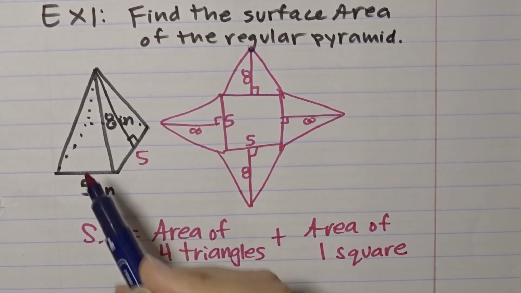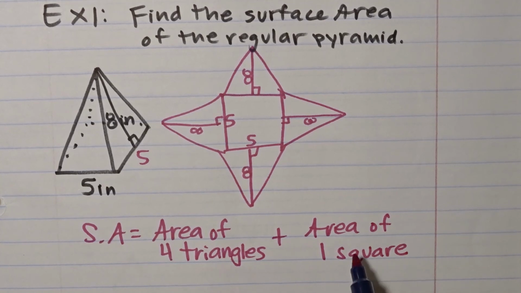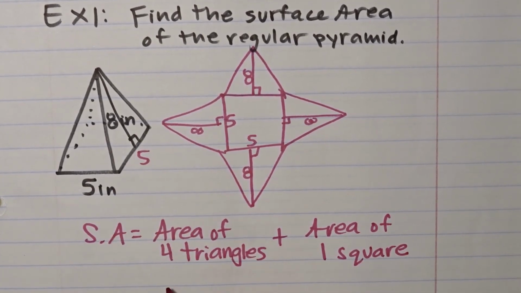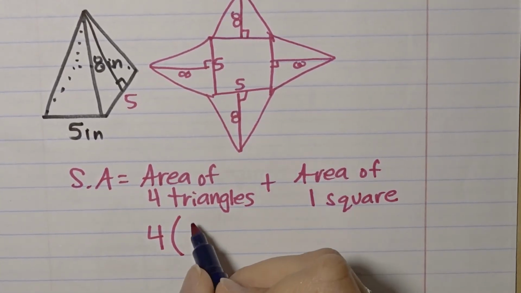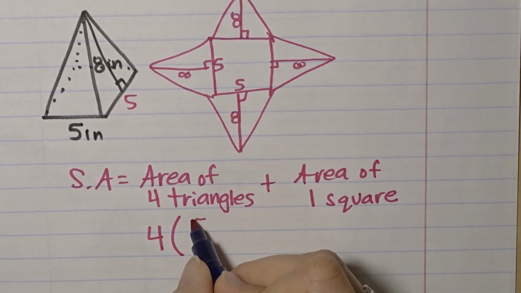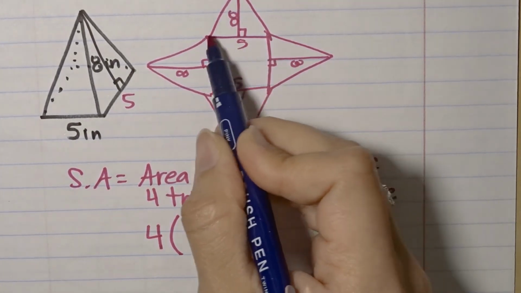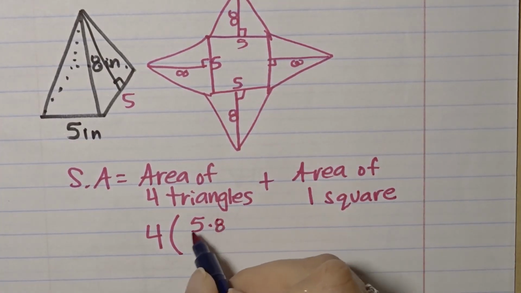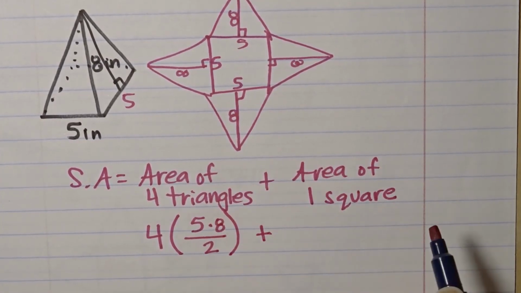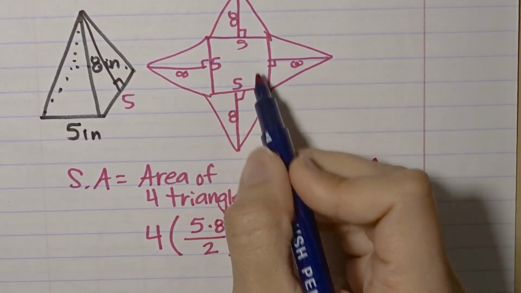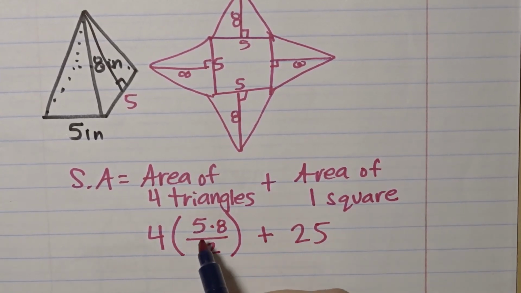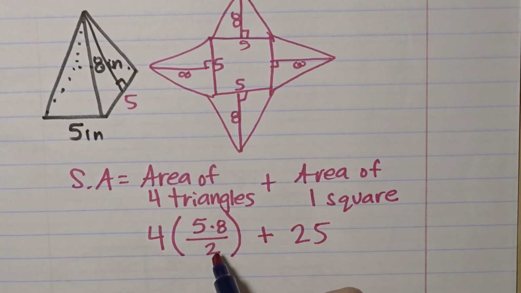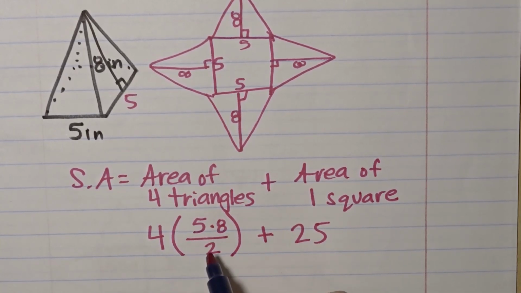Okay, so these 4 triangles are the lateral surfaces plus the area of the square, which would be the base. So let's go ahead and do that. Area of 4 triangles: 4 times, 1 triangle of these would be base, which would be 5, times the height of 8, divided by 2, plus the area of 1 square, 5 by 5. That's 25. And now 40 divided by 2 is 20, and 20 times 4 is 80.